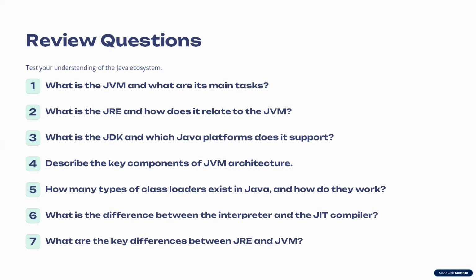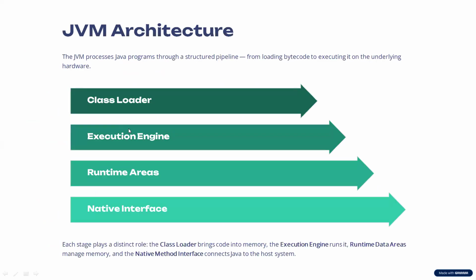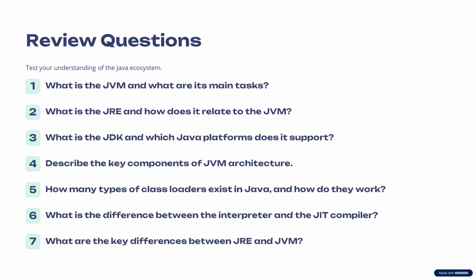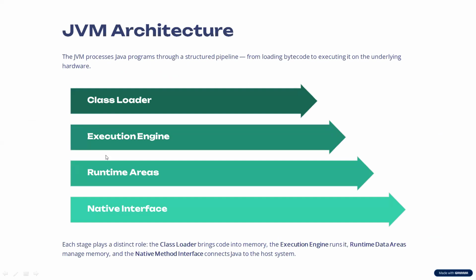In this session, what you need to understand is what the JVM is and what its main tasks are. JVM stands for Java Virtual Machine. Its main task, as we saw, is to load the files, execute them, manage the memory, and provide the proper interface to the host system. What is JRE? JRE is the Java Runtime Environment, a collection of libraries. And JDK is nothing but JRE plus development tools. The key components of JVM architecture, as we saw, are the class loader, execution engine, runtime areas, and native interface.